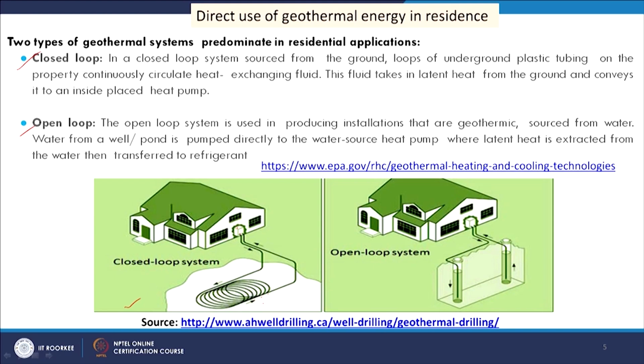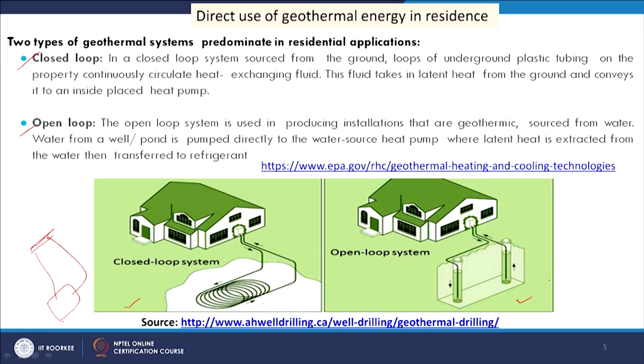So, in the house we have one circuit. Say there is some pipeline going underground and then coming back to this one. That way it is a closed loop system, there is no opening, but we can have another, open loop system.